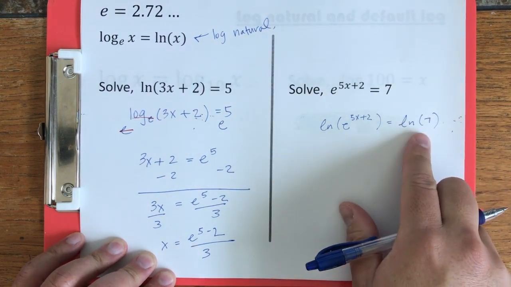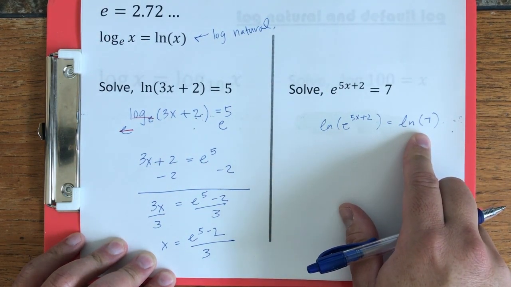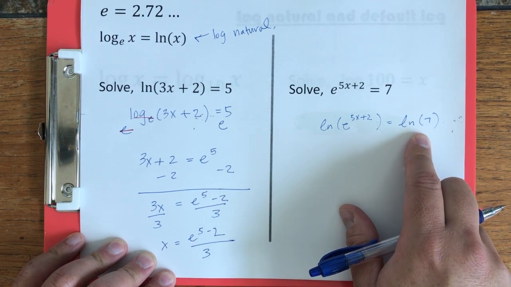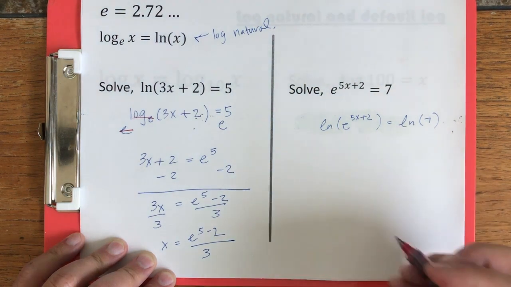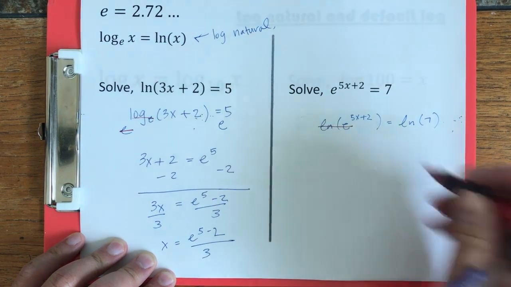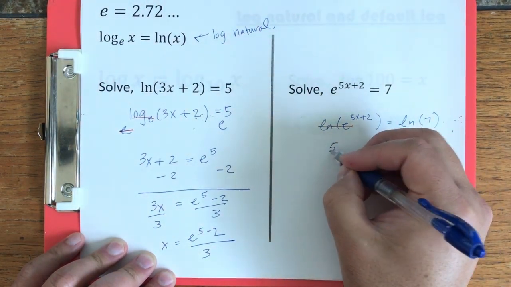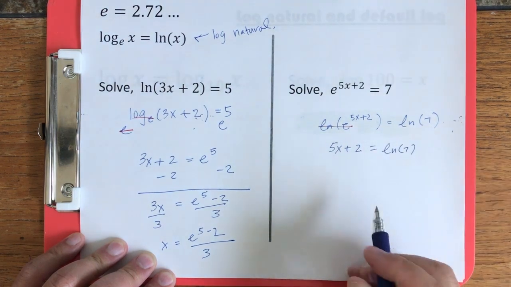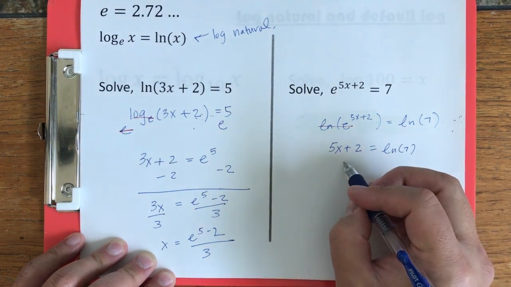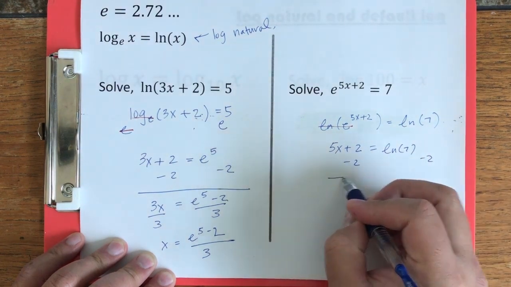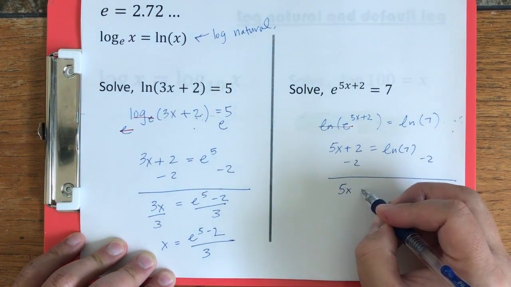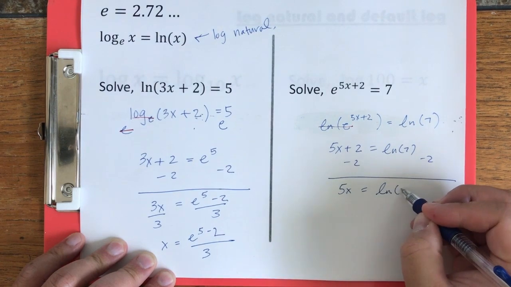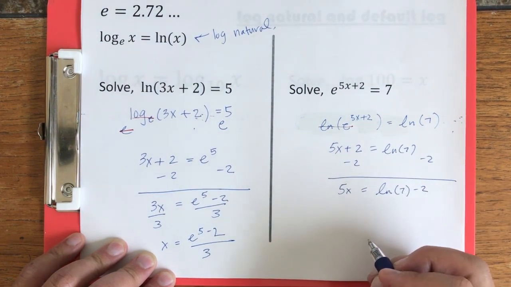now again, this is just a number. If you had a calculator, you could figure it out. But since I don't allow you to have a calculator on the exam, just leave it like that, right? Now, the ln and the e will cancel because they have the same base. And then now we'll just isolate the x. And then let's divide both sides by 5.